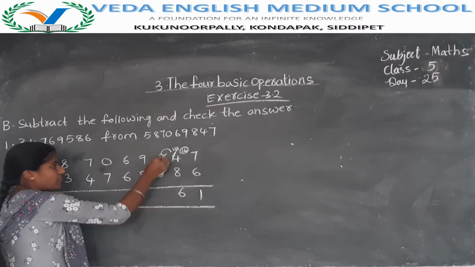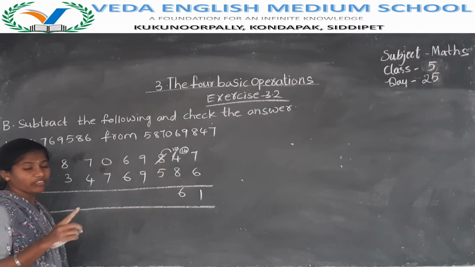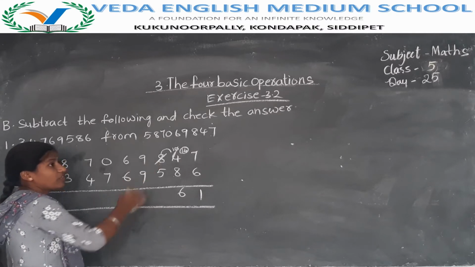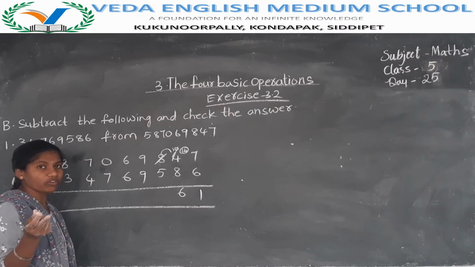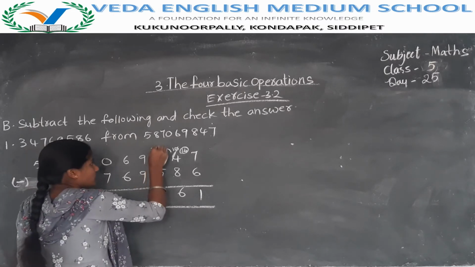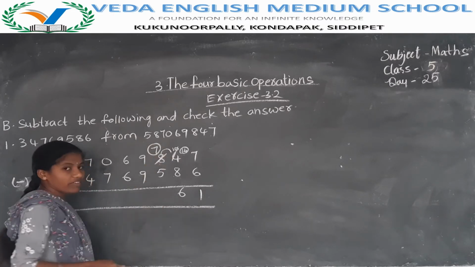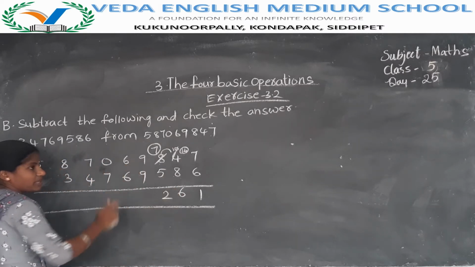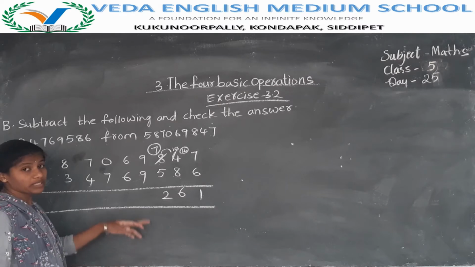Next. After taking borrow, as I said already, from the number you borrowed from, one will decrease. Now here we have 8. From this 8, if one decreases, what do we have here? 7. So 7 minus 5. 7 minus 5 is 2. Now 9 minus 9 is 0 because of the subtraction first rule.